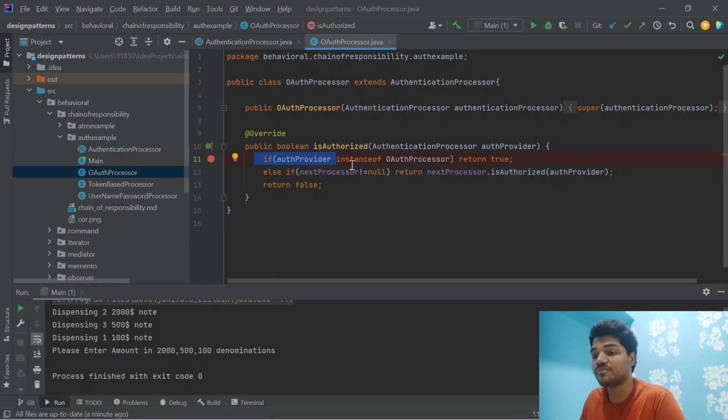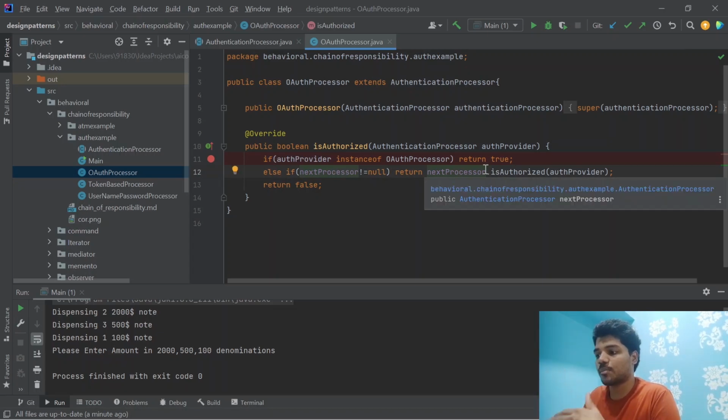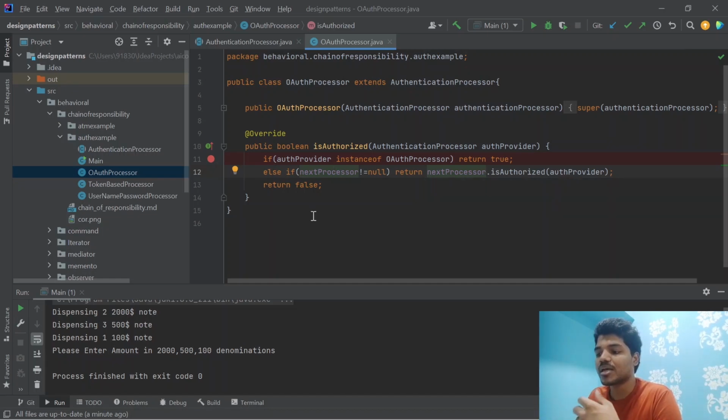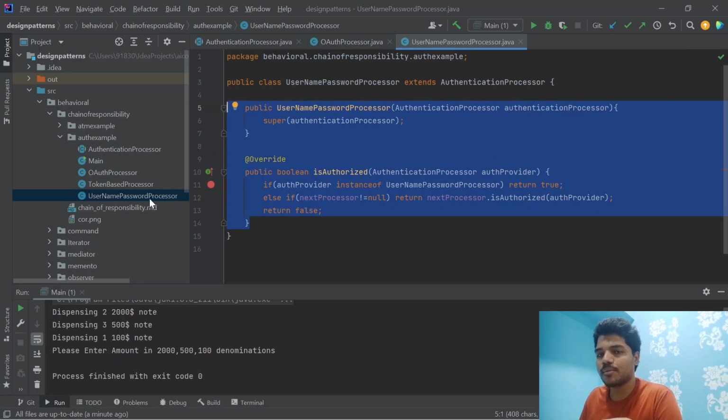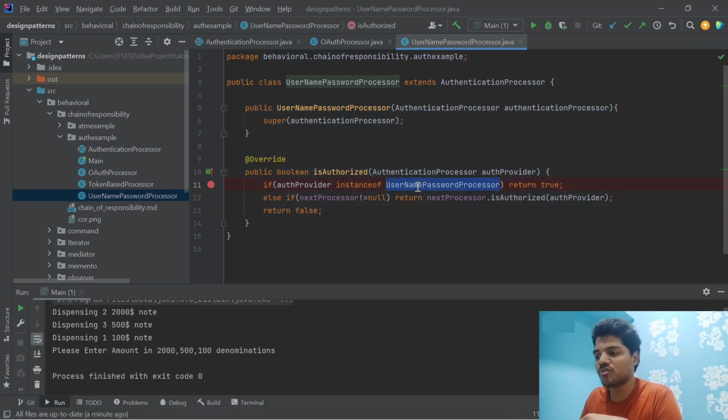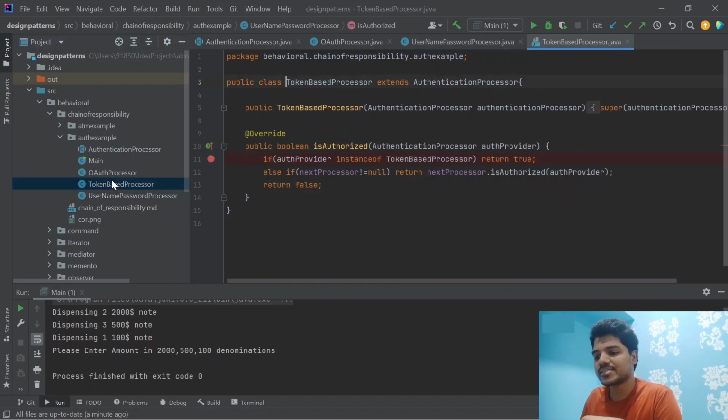It will return true. If it is not, it will check whether the next processor is null or not. If it is not null, it will hand the job to the next processor. Maybe in the next processor it might be username password. If it is null, that is the dead end, right? We simply return false. Simple. It is the same code for username also. The only difference is the instance of check is username password, and for token based it's the same. The instance is the token based processor.